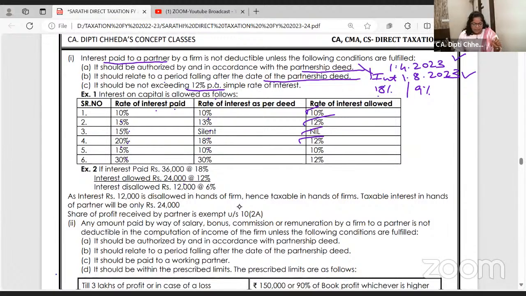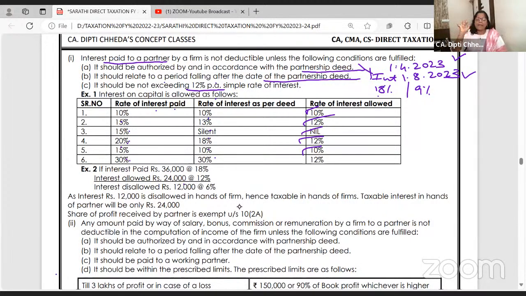Are you all with me? This is an important concept for inter and final, all the students. 15% you have paid, 10% is mentioned in the deed. How much will be allowed? 10. Take your time. If you have any confusion, comment below. Okay. So 15% is there, which you have paid to partner. But in the deed only 10 is written. So still can you allow 12? Okay, fine, allow 12, ma'am, 15 no, only 10%.